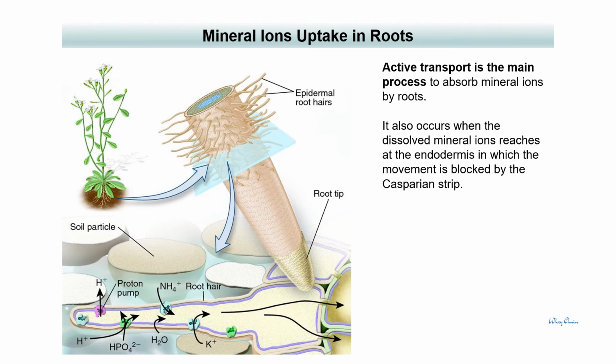Not only can water reabsorption occur at the root, the mineral ions in the soil can be taken up by the root, but mostly through active transport. And the active transport of mineral ions can be observed at the endodermis because the movement will be blocked by the Casparian strip. So to ensure the mineral ions reach the cellular tissue, active transport will take part.